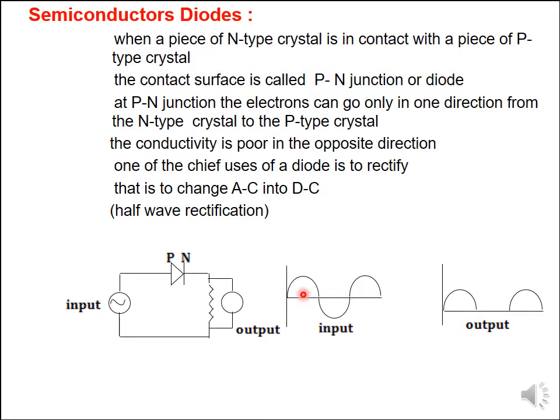If in the first half cycle the P-N junction is forward connected, meaning the P-type is connected to the positive terminal here, the first half cycle will pass. In the second half cycle, the P-type will be connected to the negative pole of the input, so the second half cycle will not pass, and only the first half cycle will pass. We will have half-wave rectification of alternating current.